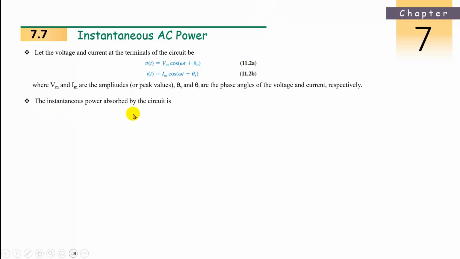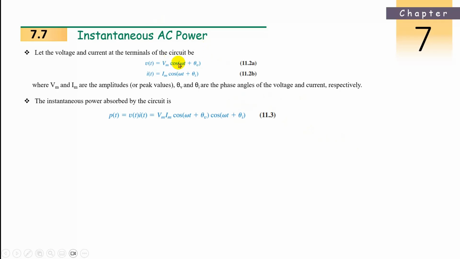Now the instantaneous power absorbed by the circuit is V and I multiplied. So it is given by P of t equals V of t times I of t, which is Vm Im times cos(omega t plus theta V) times cos(omega t plus theta I). Now we have to solve this. It is of the form cos A multiplied by cos B, where A is omega t plus theta V and B is omega t plus theta I. What is the result in trigonometry?